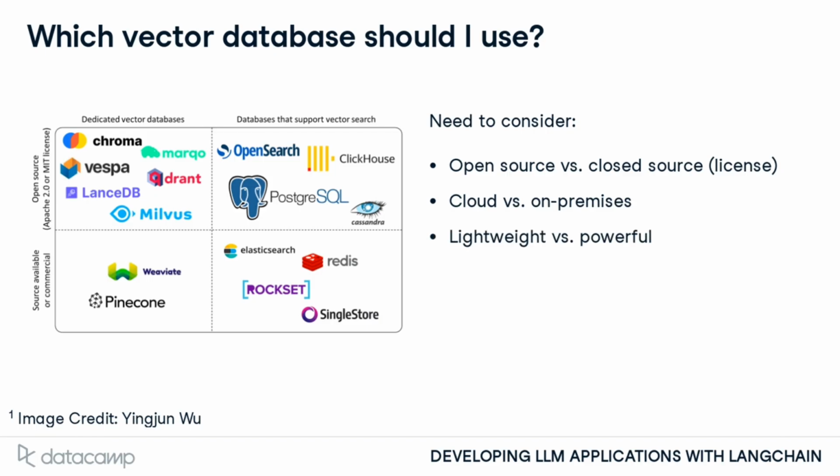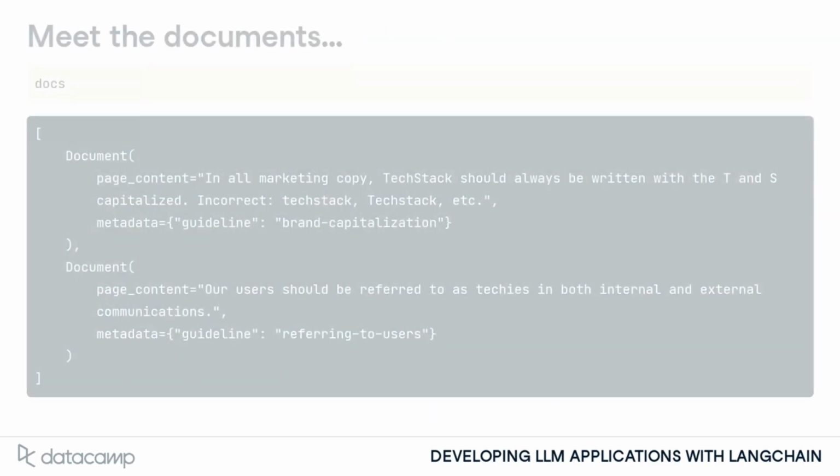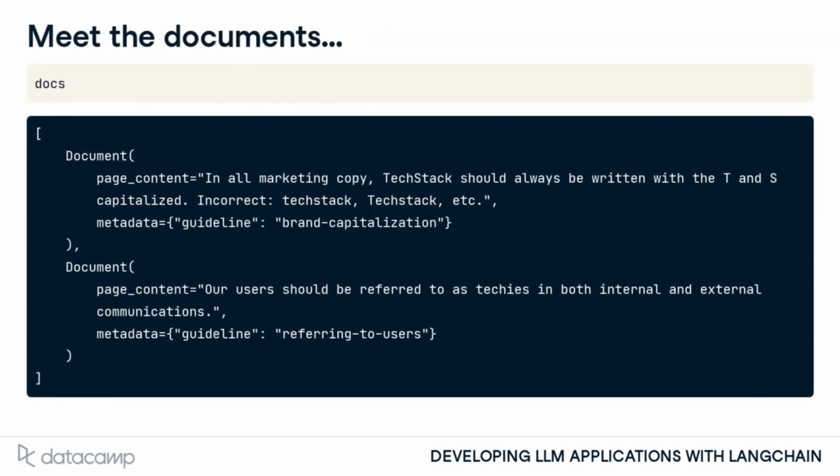The amount of storage and latency of retrieving results is also a key consideration. Sometimes a lightweight in-memory database will be sufficient, but others will require something more powerful. In this course, we will use ChromaDB because it is lightweight and quick to set up. We'll be storing documents containing guidelines for a company's marketing copy. There's two guidelines, one around brand capitalization and another on how to refer to users.